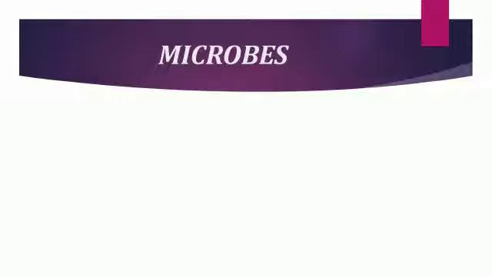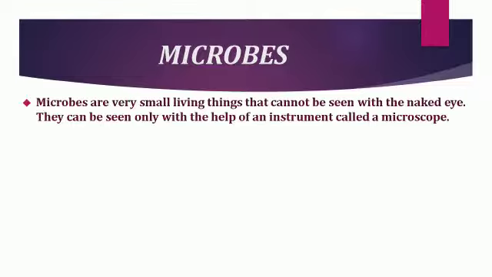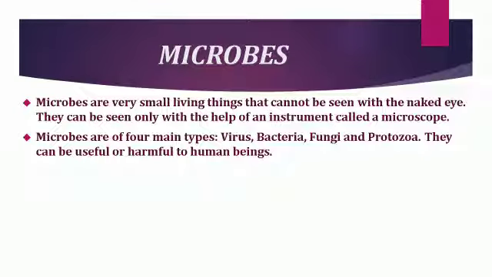Now, last topic is microbes. See children, microbes are very small living things that cannot be seen with the naked eye. They can be seen only with the help of an instrument called a microscope. Microbes are of four main types: virus, bacteria, fungi, and protozoa. They can be useful or harmful to human beings.